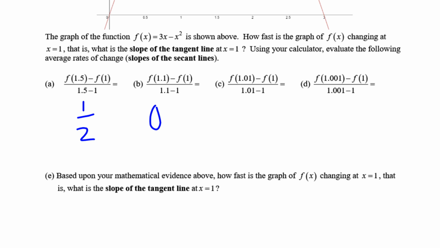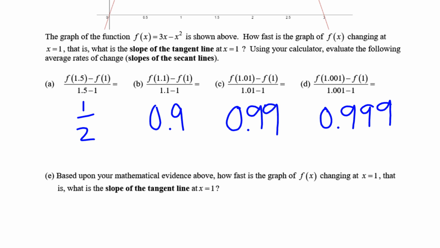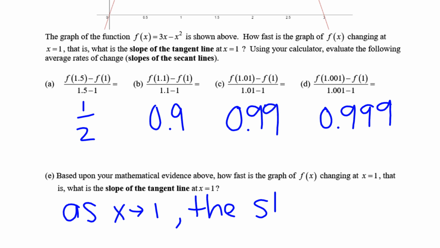And then we get 0.9. And then we get 0.99. And again, 0.999. So based on that information, I'm going to write this out so you can see it: as x approaches 1, the slope approaches 1. And that's what it looks like. We don't have any mathematical evidence of that yet, but it's what it appears to be.